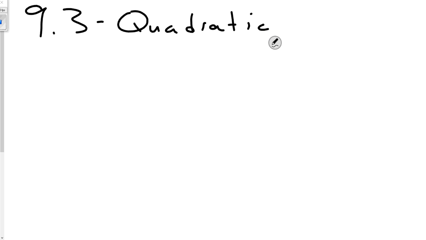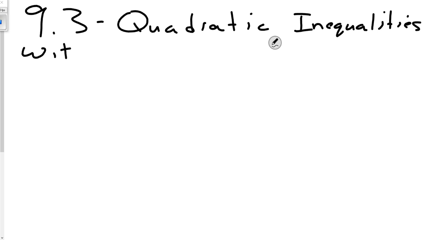So quadratic inequalities with two variables.